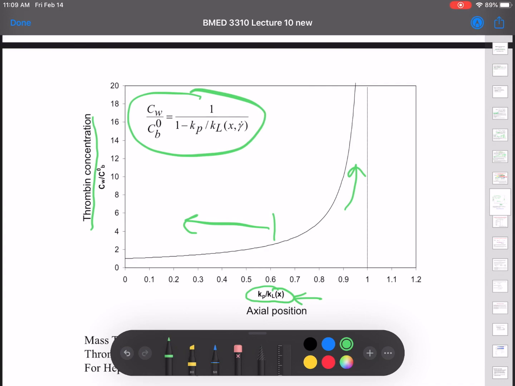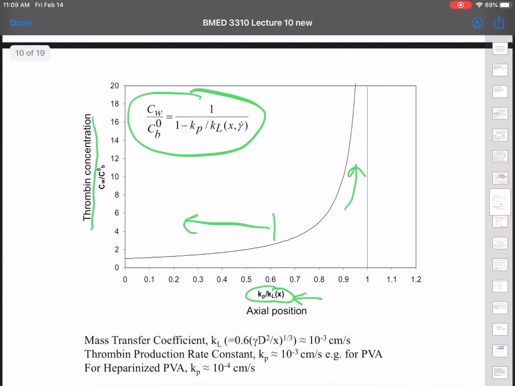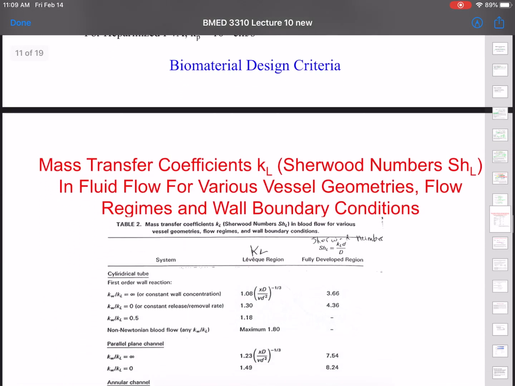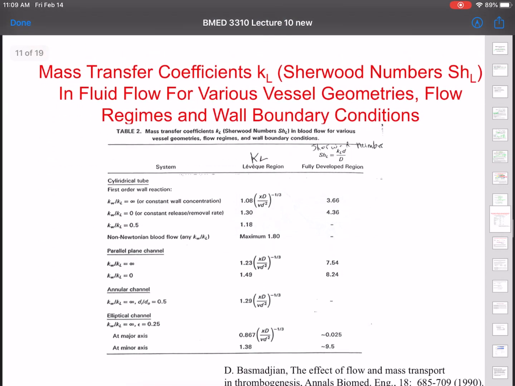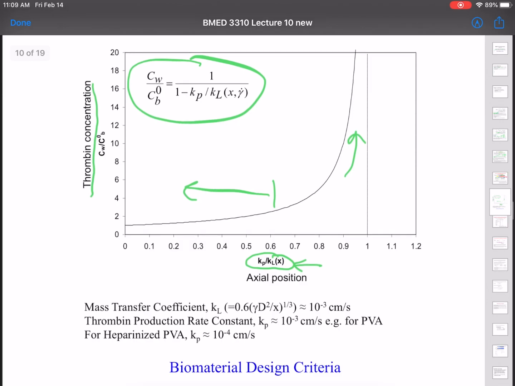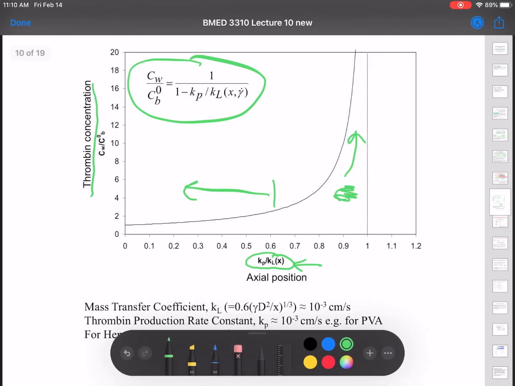So this is basically how to not get a blood clot? Yes, how to decrease the chances that you'll get a blood clot. Oh, and before we go on, she talked about different materials, how you could add heparin to a particular material, and it would decrease Kp and bring you from the region up in here down to a better region down here.